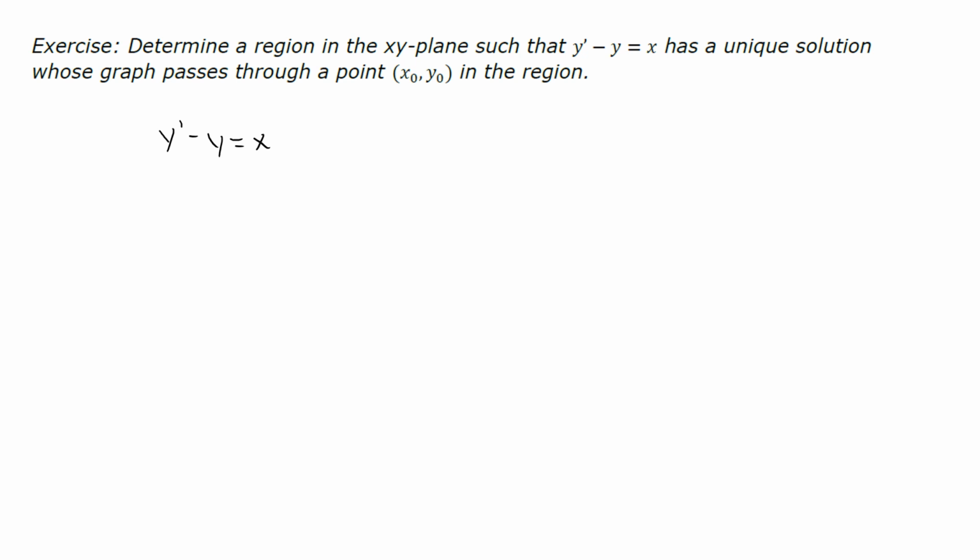we need to first isolate our y prime, which is our f of xy. So to do that, y prime is going to equal y plus x. Okay, we know y prime according to our theorem. Y prime is f of xy. Okay, and if we were to take the partial derivative of partial of f over partial of y, we would get 1.